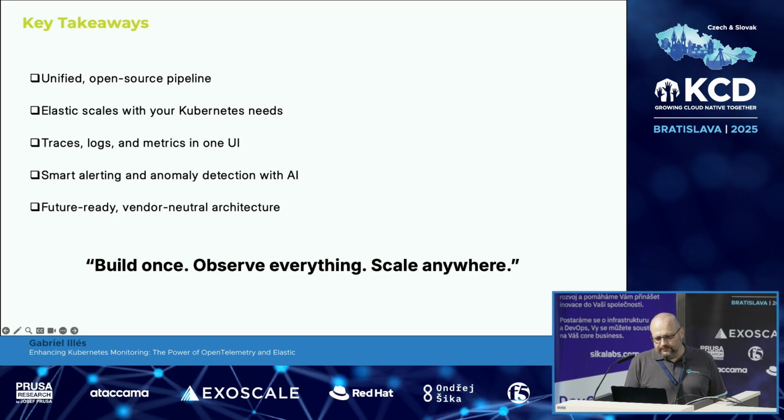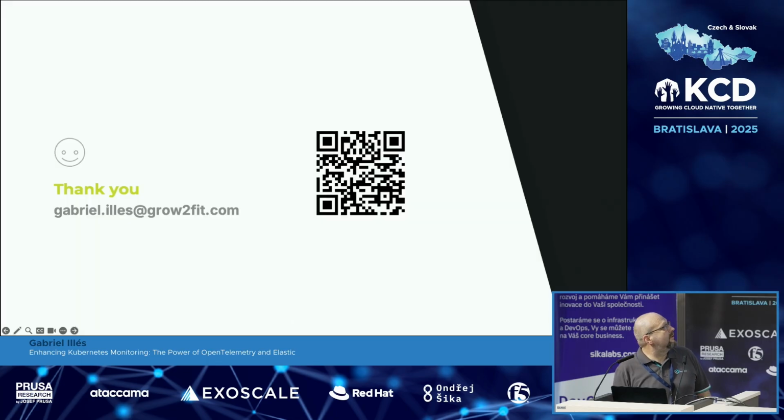So what are the key takeaways? With this architecture, you can have only one pipeline for all the types of data, and you can manage them in one UI. And I know that it could really help, for example, the operations team to improve the troubleshooting of incidents and issues in a Kubernetes environment. So, yeah, basically that's all. Thank you.